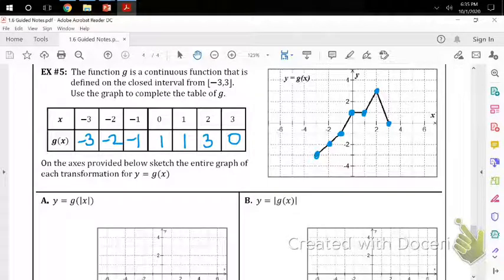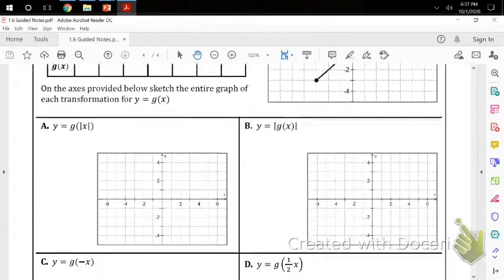All right, so on the axis provided below, we're going to sketch the entire graph of each transformation of g of x. So we're going to do the same stuff we've been doing, except for a and b. They're a little new. But then we're just going to use the table they provided. They wrote their table going across, horizontally instead of vertically. No big deal. We can switch it up if we need to. All right, so let's look at A.